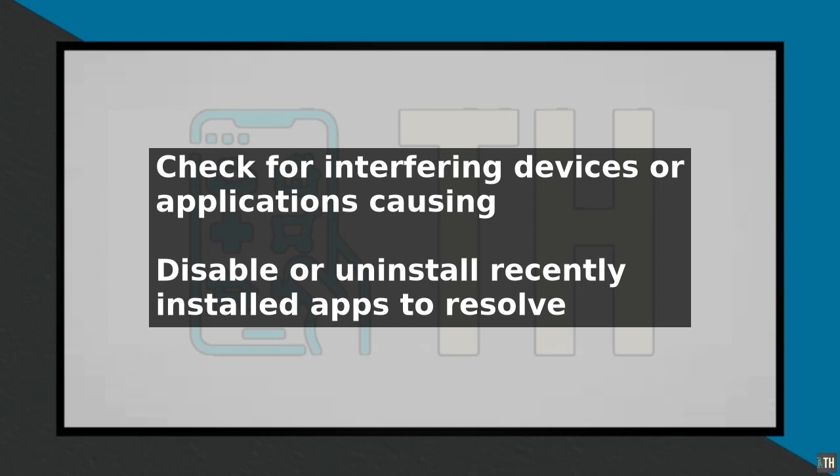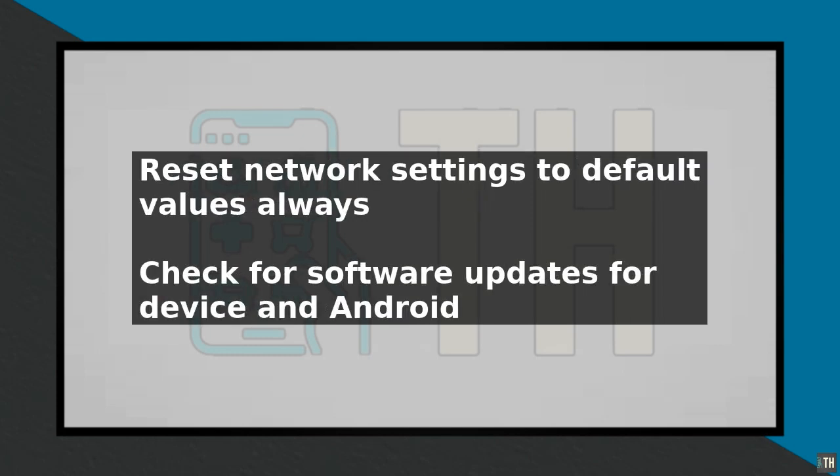Finally, if none of the above steps resolve the issue, try resetting your device to its factory settings. This will erase all data and settings on the device, so be sure to back up your data before doing so. This should be a last resort, as it will restore the device to its original settings and may resolve any underlying issues that are causing the hotspot to disconnect.